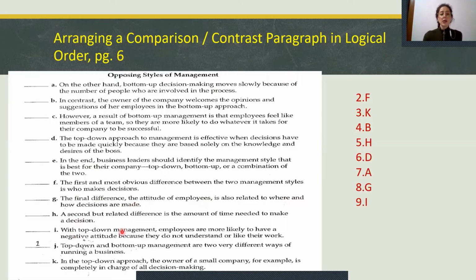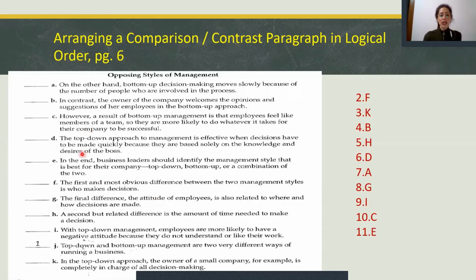Ninth, I. With top-down management, employees are more likely to have a negative attitude because they don't understand or like their work. Okay, şimdi top-down'la bottom-up'ı karşılaştırıyor. Aynı konuyla ilgili tenth, C. However, a result of bottom-up management is that employees feel like members of a team, so they are more likely to do whatever it takes for their company to be successful. Okay, final difference, attitude of employees. The attitude of employees ile ilgili top-down approach ile bottom-up approach'u karşılaştırıyor şimdi.